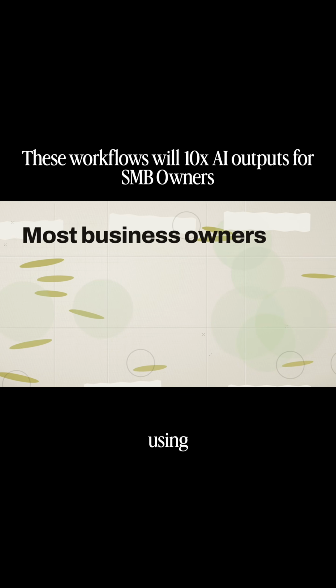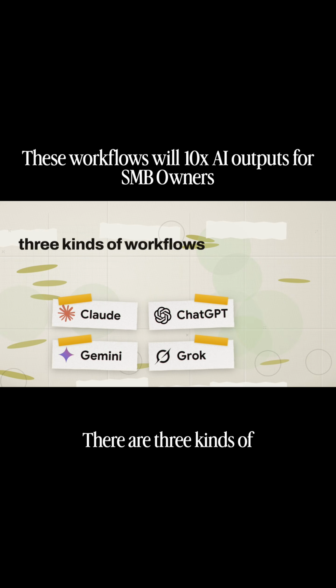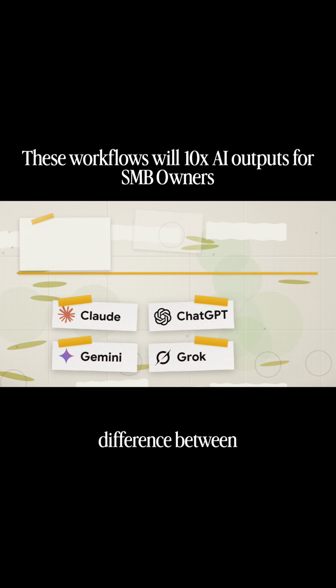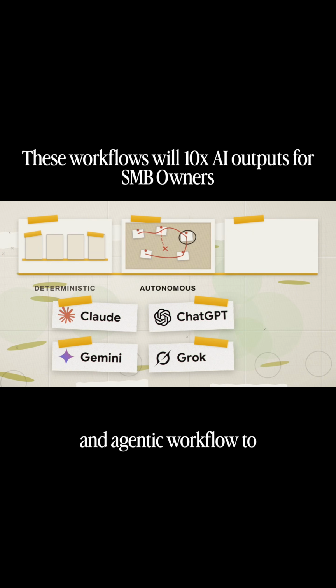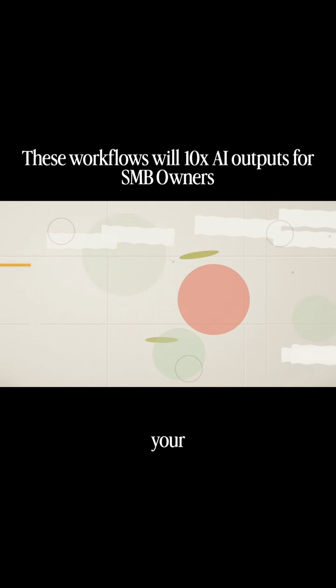Most business owners using AI right now are using the wrong type of AI for the work they're doing. There are three kinds of workflows and nobody explains the difference. So let me explain what is the difference between deterministic, autonomous, and agentic workflow to you and show you where each one exactly belongs in your business.